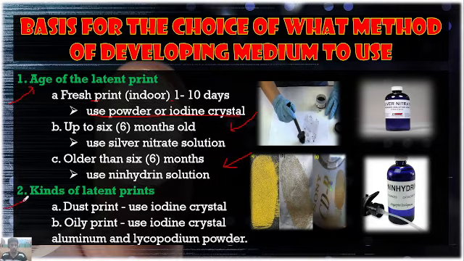And for the kinds of latent prints, for dust print, usually we use iodine crystal. For oily print, we use steel iodine crystal or maybe aluminum or lycopodium powder. Aluminum powder has a strong adhesiveness. Those are some bases for us to choose what method we are going to use.